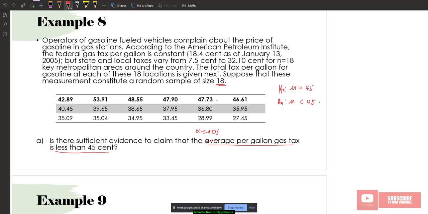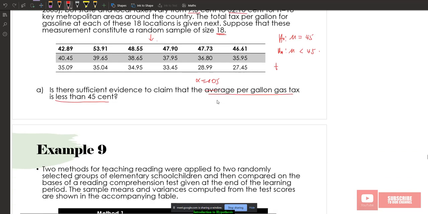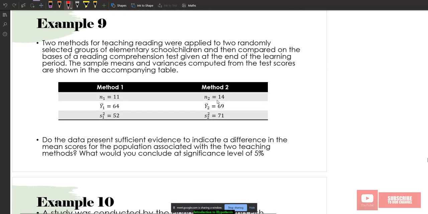So dia kata but the state local tax vary from 7.5 to 32.1. So they're not giving us the value of population variance. So we only know the sample standard deviation and mean from this data, right? We need to calculate the mean and the standard deviation. So when the population variance is unknown, we use T distribution. Very simple.